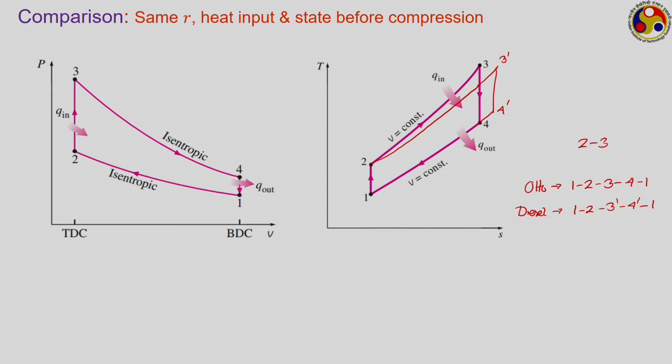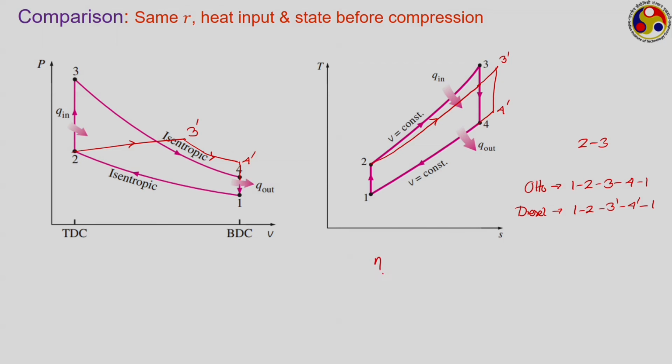If we want to draw the same thing in case of the PV diagram, then we have to draw it somewhat like this, extend up to some point somewhere here, 3 prime, which goes to something like this, and then we have 4 prime somewhere here. So, 1, 2, 3 prime, 4 prime, 1, which corresponds to same compression ratio, same state before compression and same amount of heat input, but different amount of heat rejection.